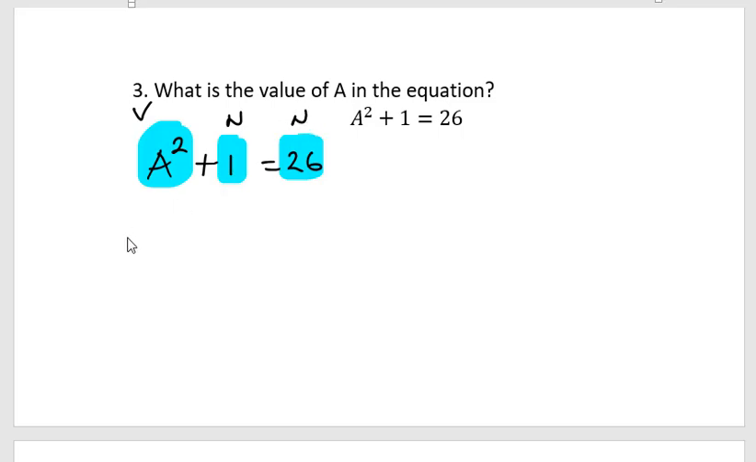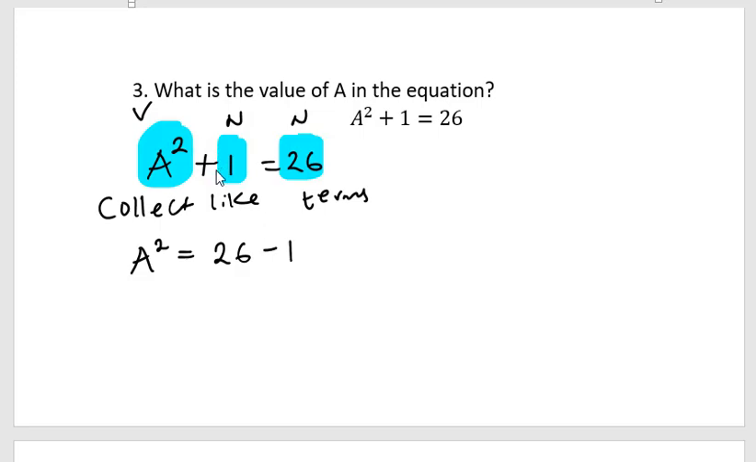Now when looking at this, you can discover that some of these numbers are actually related. So this is related to this, and this one is different. So simply collect like terms here. This is under linear equation. You can check out our video on linear equation. So we'll have A squared is equal to 26 minus 1 because this is crossing over. So A squared is equal to 26 minus 1, which is 25.